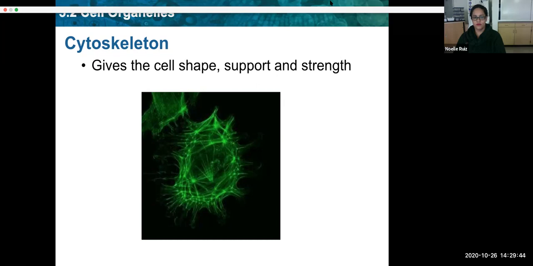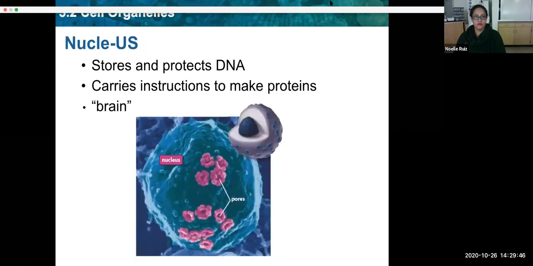The nucleus. This is also a review from last week. Stores and protects DNA, carries instructions to make proteins. It is known as the brain of the cell because it directs the cell's activities, tells the cell what to do, where to go, when to do it. You can see in the picture the nucleus has little pores or holes because some things do go in and out of the nucleus.